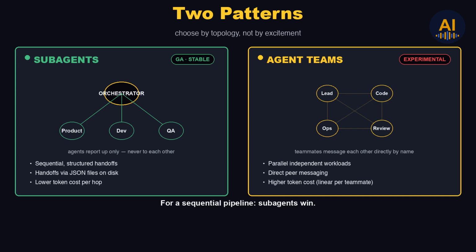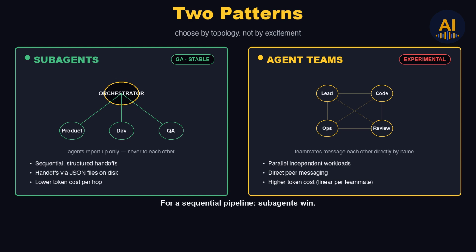There are 2 ways to build a multi-agent pipeline with Claude Code today. Subagents are stable and generally available. You define them as markdown files with YAML front matter. Each one gets its own context window, its own system prompt, and a specific list of tools it's allowed to use. Handoffs happen through files written to disk. The orchestrator reads those files and decides what runs next.